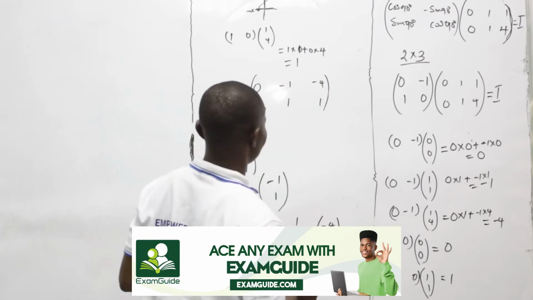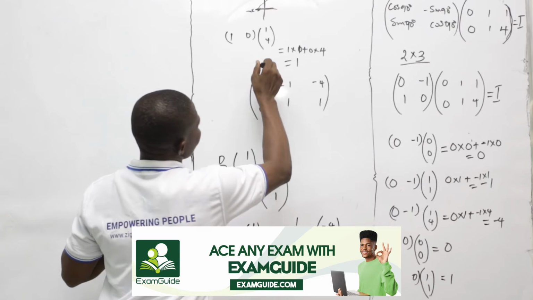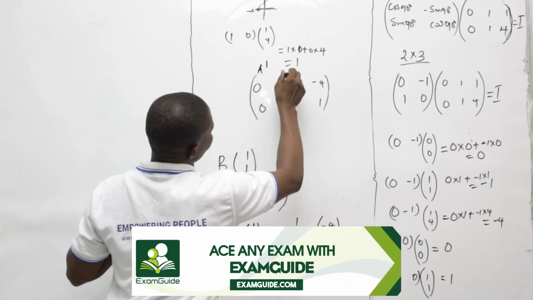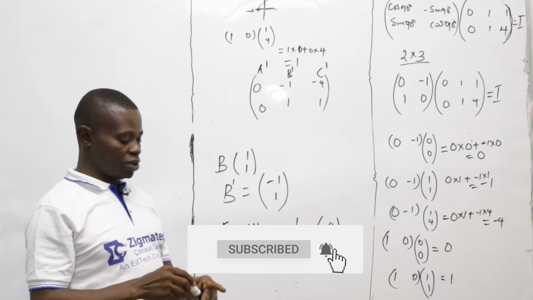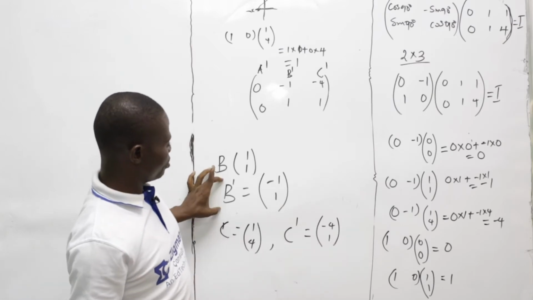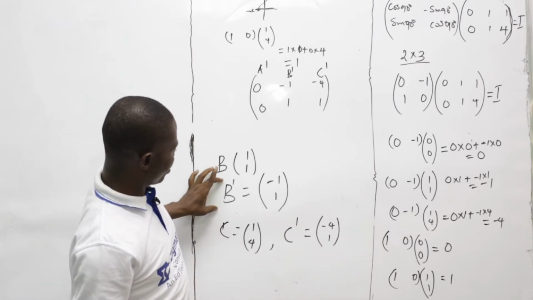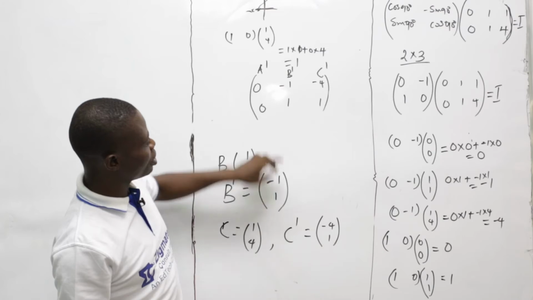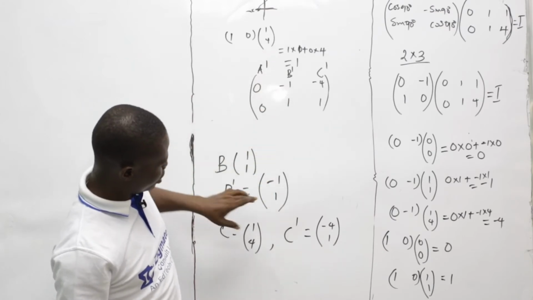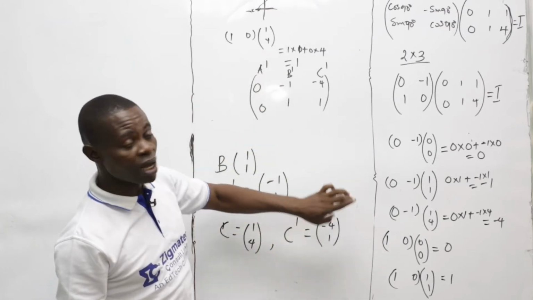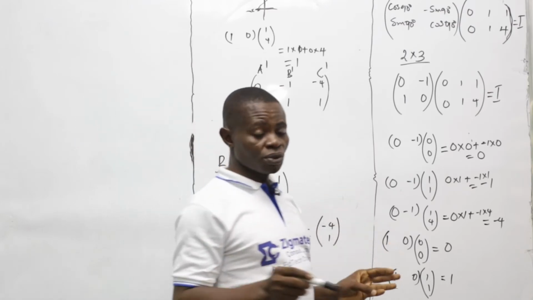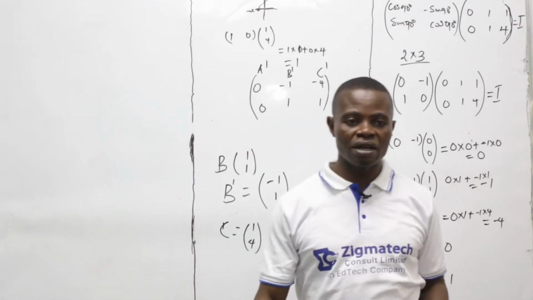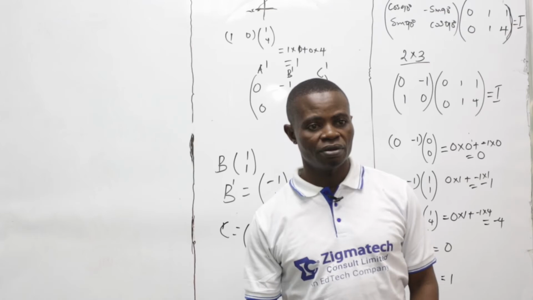So if you watch very well, here represent A prime, B prime, C prime. Watch out for the solution. What is our B prime? B prime is minus 1 and 1. See it, minus 1 and 1. C prime is minus 4 and 1. So choose the one you think is easier for you to solve.